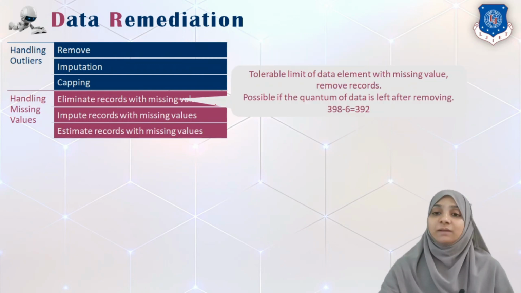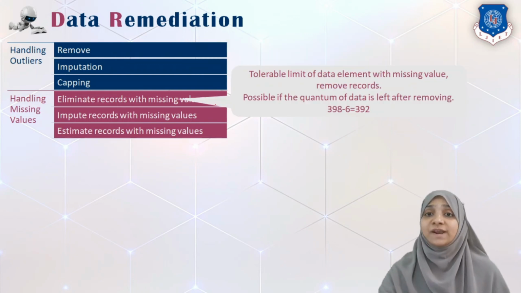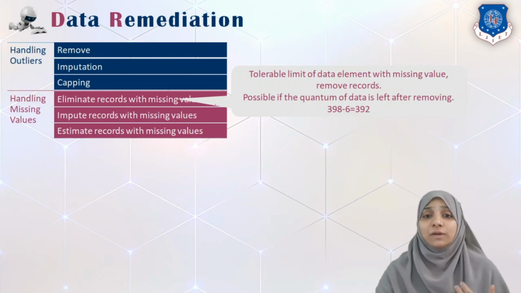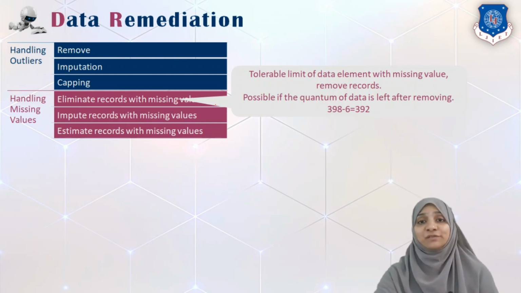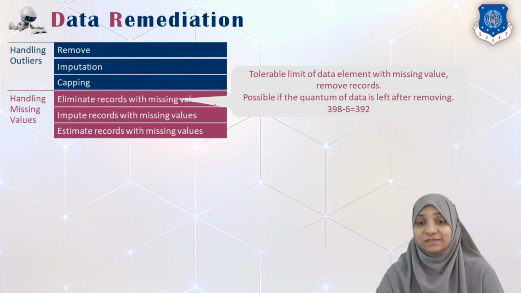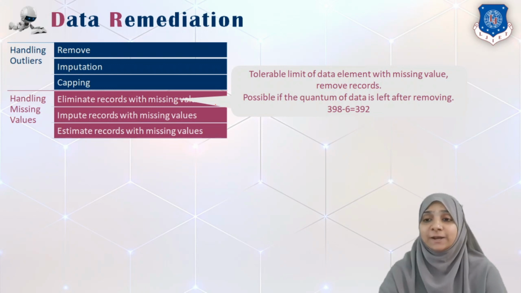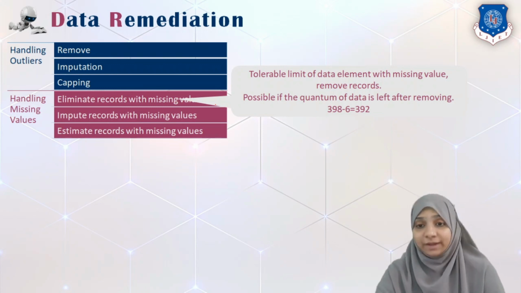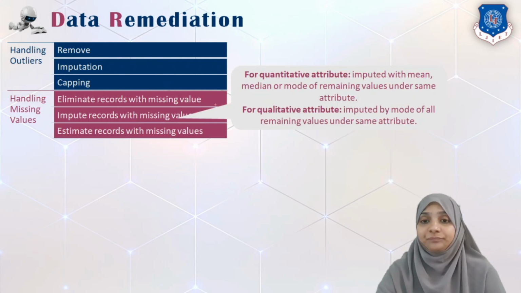Now, how to handle missing values? If missing valued records are very few, we can simply erase those records from the system because it will not affect the performance of our model. Say, for example, 398 is the number of rows in a given data set sample, and there are only 6 rows for which we have missing values. We can simply eliminate them because we still have 392 records to train our model.